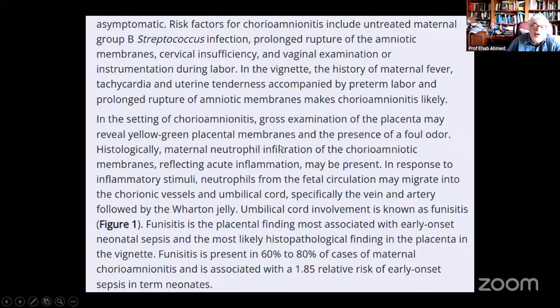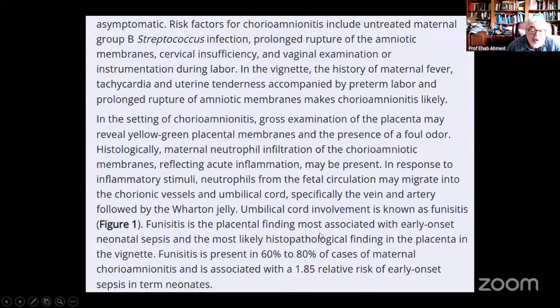In the setting of chorio, gross examination of the placenta may reveal yellow-green placental membranes and the presence of a foul odor. These are the clinical findings you can see in a case of chorio when you examine the placenta. This is the answer for your question. And then comes funisitis. You have to diagnose it histologically. It's a histologic diagnosis.